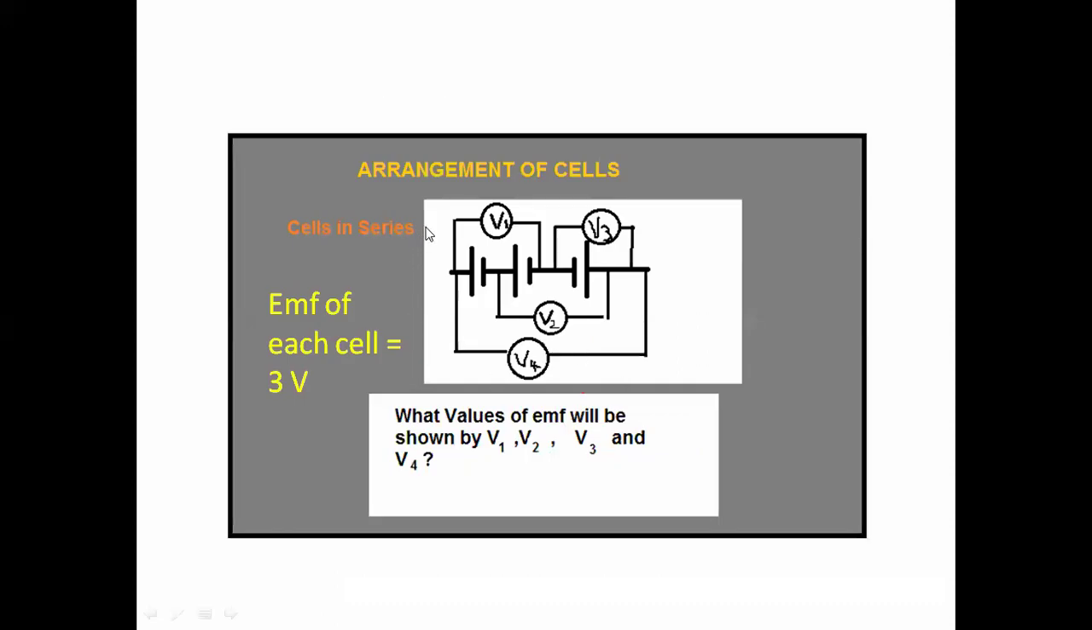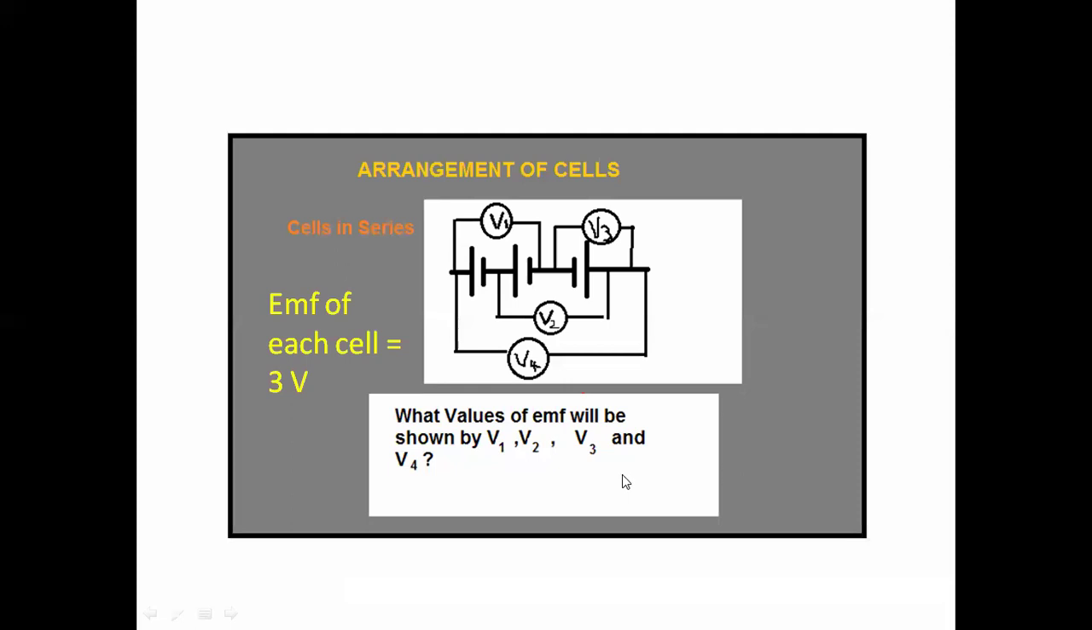Here there are some questions. Here you have to find out the voltage. The EMF of each cell, as indicated in the question, is 3 volt. So what will voltmeters V1, V2, V3 and V4 show?